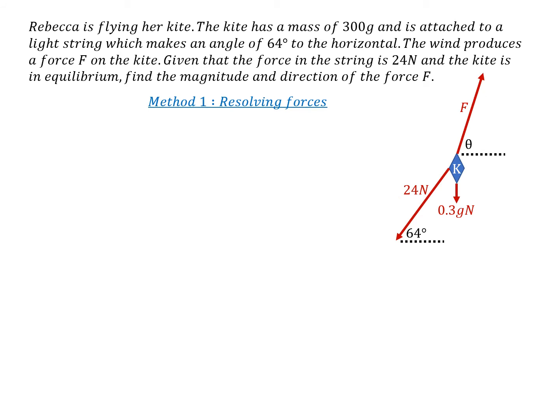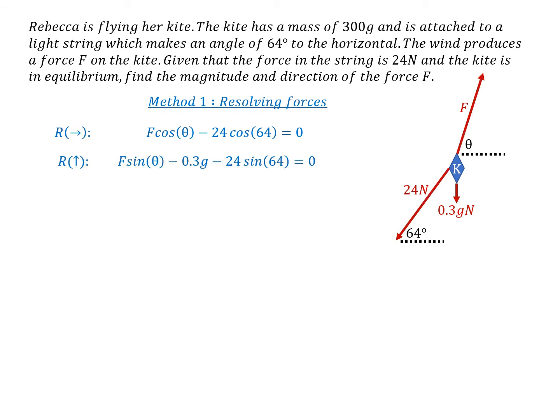So let's resolve forces horizontally first. If we resolve in this direction here, then we've got the component of F in that direction, which is F cos theta. We've got the component of this 24 Newton force in the horizontal direction, which is 24 cos theta, 24 cos 64. So therefore, F cos theta minus 24 cos 64 equals 0. Can't really do much directly with that because we've got one equation and two unknowns.